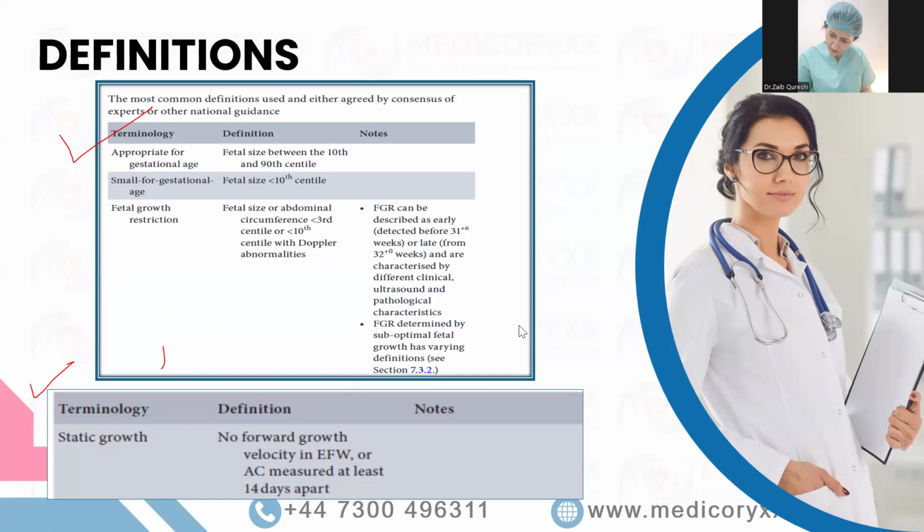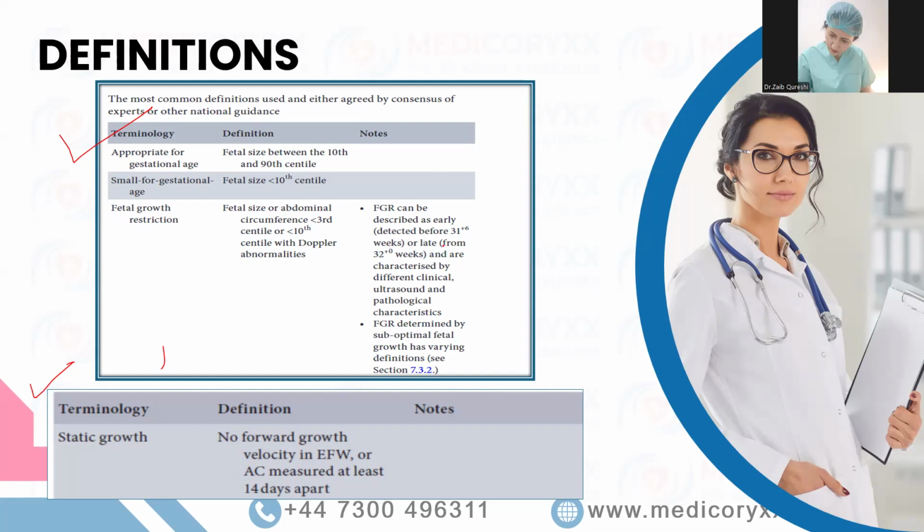All right. Yes, Saud, which question? Dr. Zaib, I wanted to ask you, you know how it says 31 plus 6 weeks and then 32 plus 0 weeks, right? Any significance to this? Why can't they just say that less than 32 weeks is early and more than 32 weeks is late? Very good question, in fact. Why do they always have to say 31 plus 6 and then 32 plus 0? Very good question, I appreciate it.